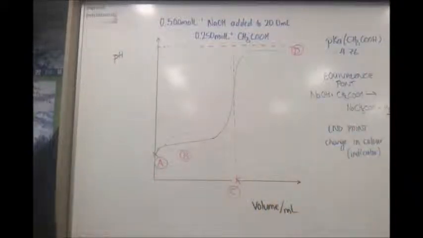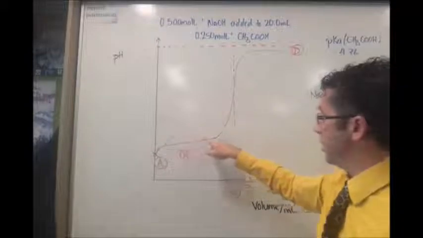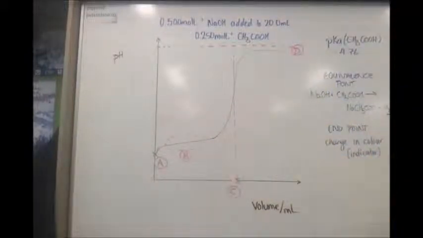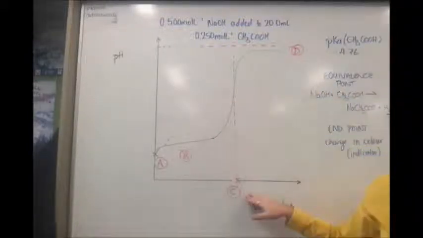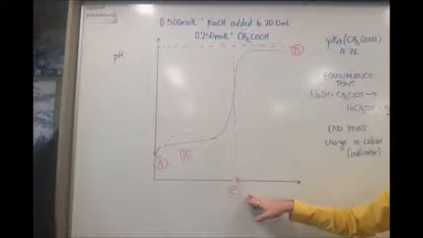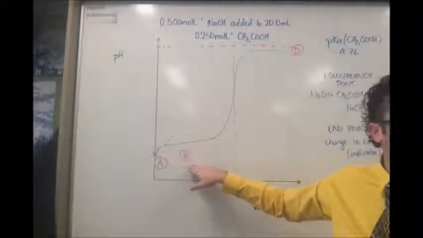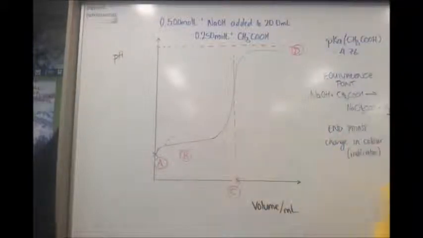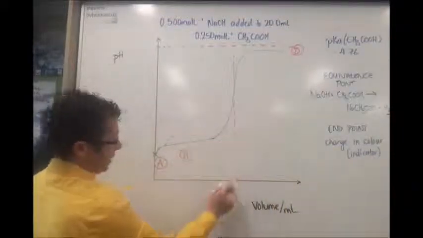So we need to be able to find these things and sketch a general shape. Sketching the general shape, so going up into a buffer region, then dramatically going up to approaching a pH, is an achievement criterion. Calculating D and calculating C are achievement criteria. Calculating A and B are required for merit, although actually B's pretty easy as well. It's also what we call a half equivalence point. So it'll be half of C.